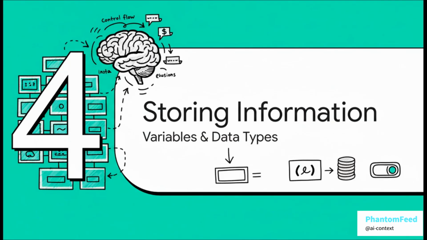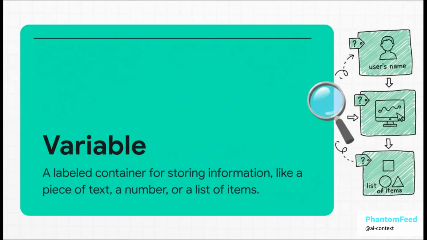Okay, so we've got our instructions and we've got a brain to make decisions. But what are they making decisions about? Our code needs information to actually work with, and we've got to store that information somewhere, right? And that is exactly what variables are for. This is like programming 101, but it's so important.